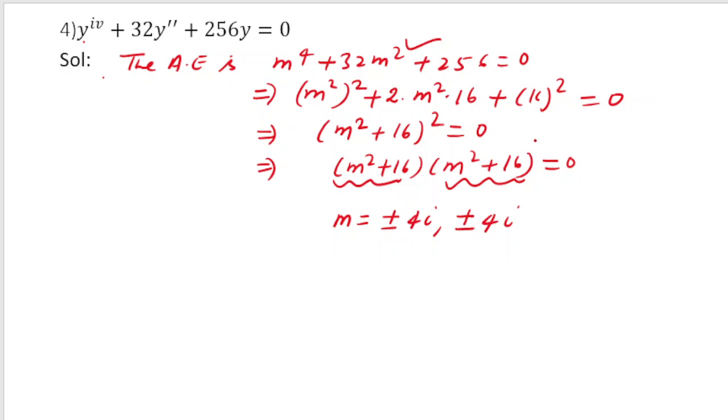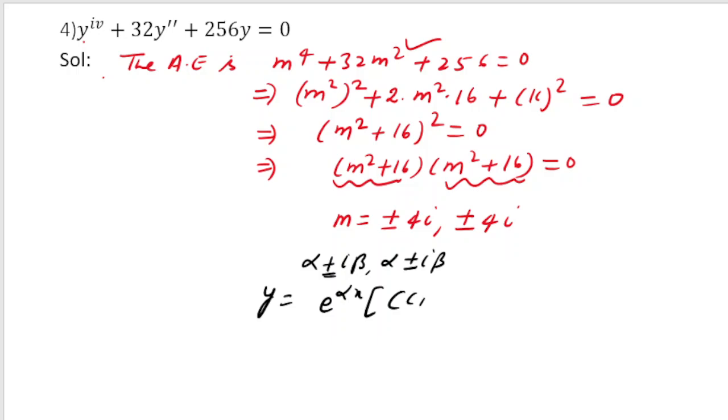So when we get this pair of imaginary roots, how do you write the solution? Just to quickly give you the general idea, when we have the roots like alpha plus minus i beta and alpha plus minus i beta, when we have two pairs of imaginary roots, we write the general solution as e to the power alpha x, because alpha is common in both.